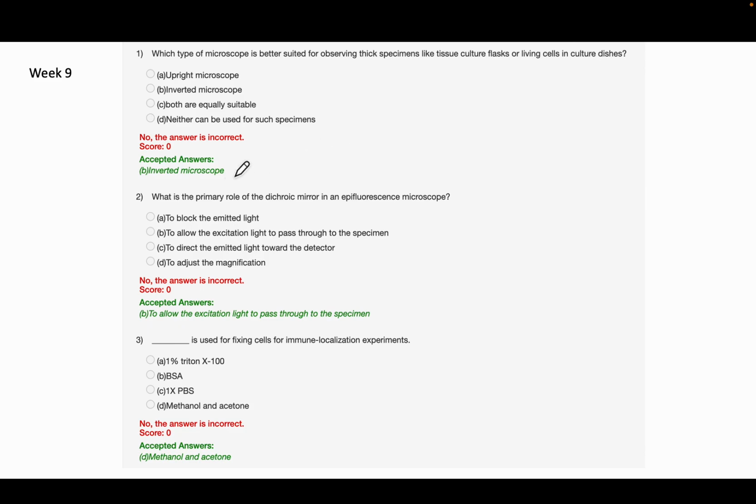Then, what is the primary role of the dichroic mirror in an epifluorescence microscope? Options: to block the emitted light, to allow excitation light to pass through the specimen, to direct the emitted light towards the detector, to adjust the magnification. So, the function of the dichroic mirror in an epifluorescence microscope is to allow the excitation light to pass through the sample or specimen.